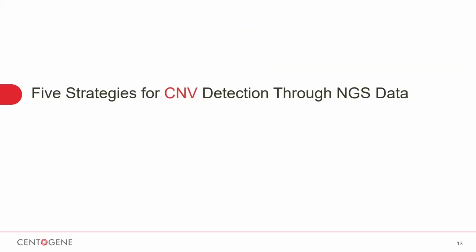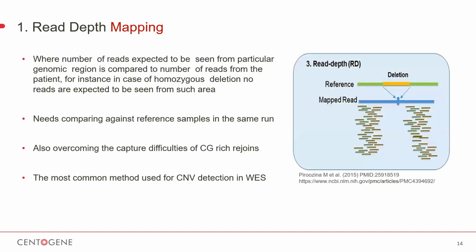So in this second part, we'll be discussing the copy number variant tools, the basic strategies available, and the idea for how to detect it through the NGS data. And we have 5 known strategies. We will start with the one which is the commonest used in whole exome sequencing, which is the read depth mapping.